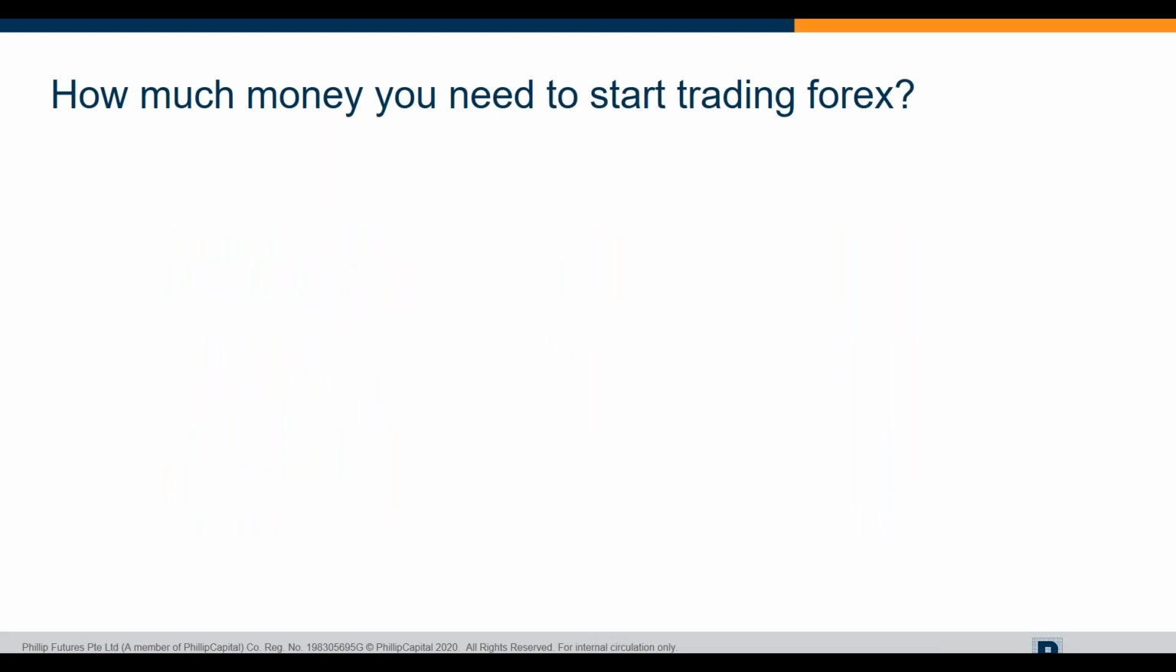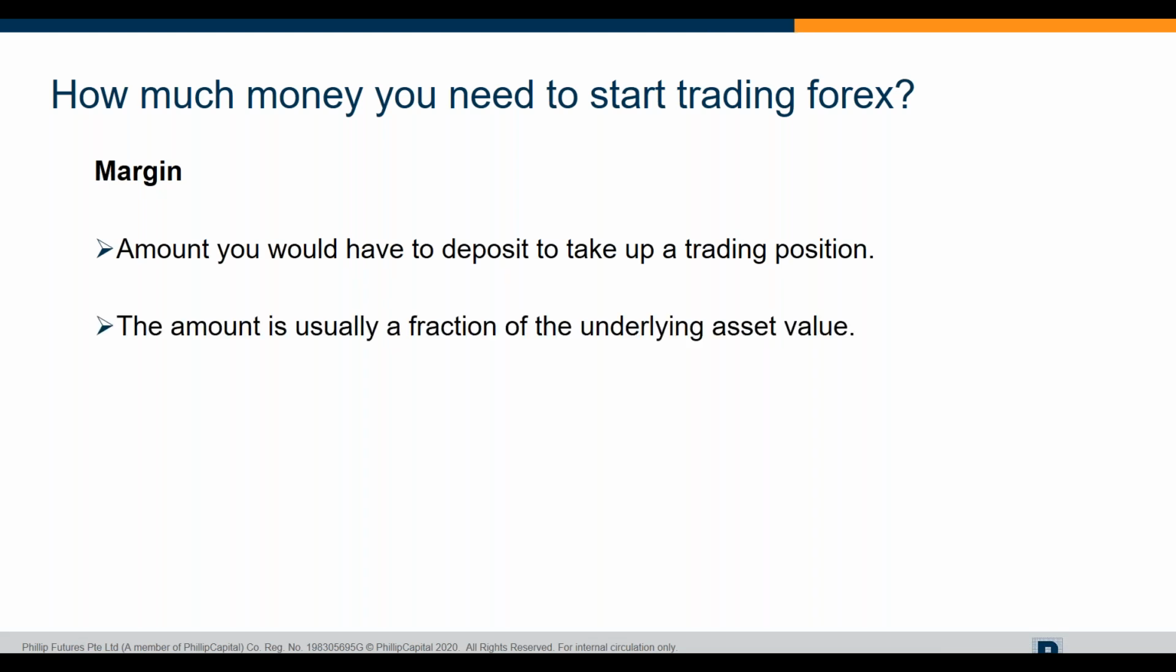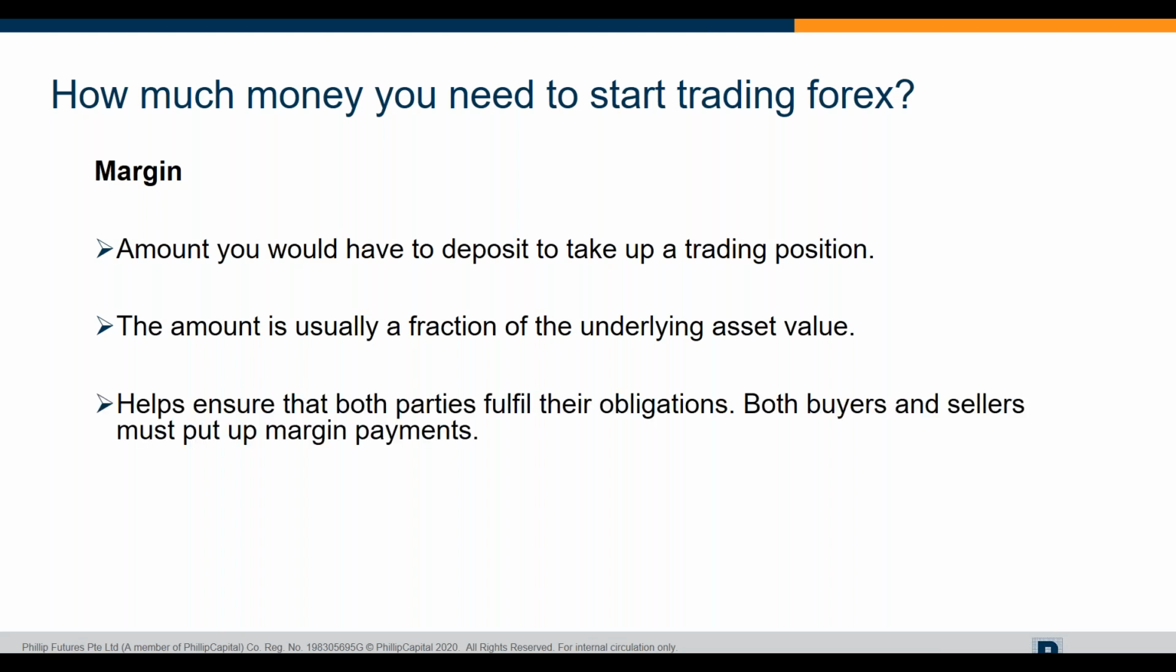Okay, how much money do we need to have to start trading Forex? Before we go into that question, it is very important to understand something called the margin. Margin is the amount you have to deposit to take up a trading position. This amount is usually a fraction of the underlying asset. Like I mentioned earlier, in Singapore, the margin for Forex trading is 5%. The purpose of margin is to help us ensure that both parties fulfill their obligations. Both buyers and sellers must put up this margin upfront.